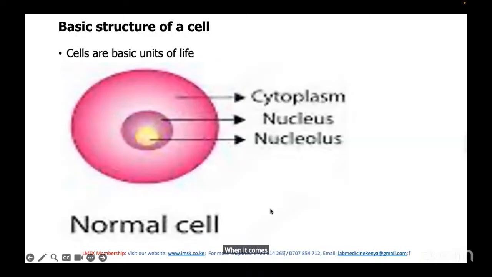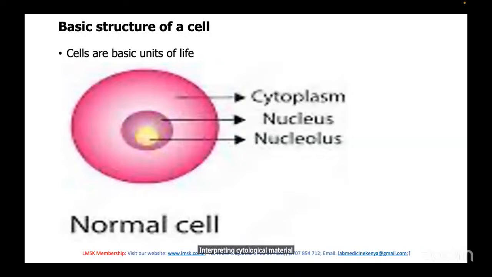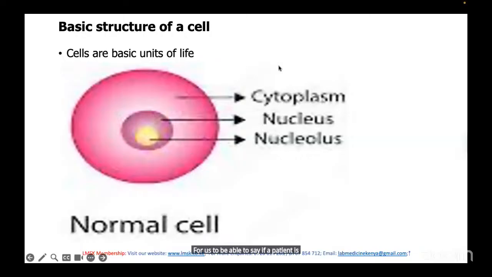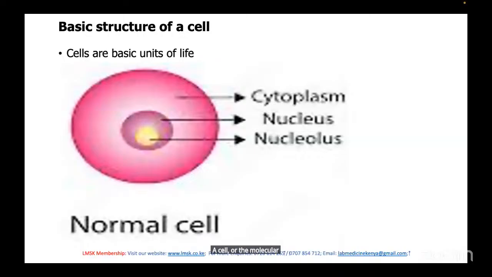When it comes to cytopathology, what is usually done is that we look at the morphology and make a diagnosis. So it's important to note that when we are interpreting cytological material, we will always look at the cytoplasm, the nucleus, and the staining characteristics to be able to say whether a patient has an abnormality or not. So that is just a basic structure of a cell, so that we are not looking at the gritty details of a cell or the molecular parts of a cell. It's just the basics, what you see under the microscope.